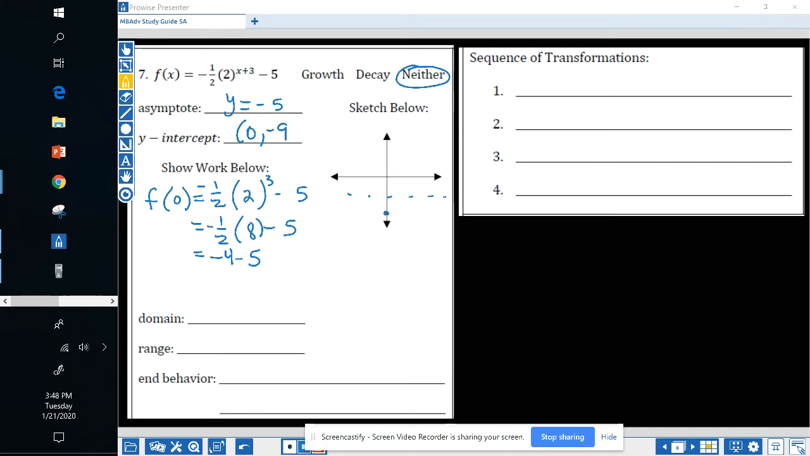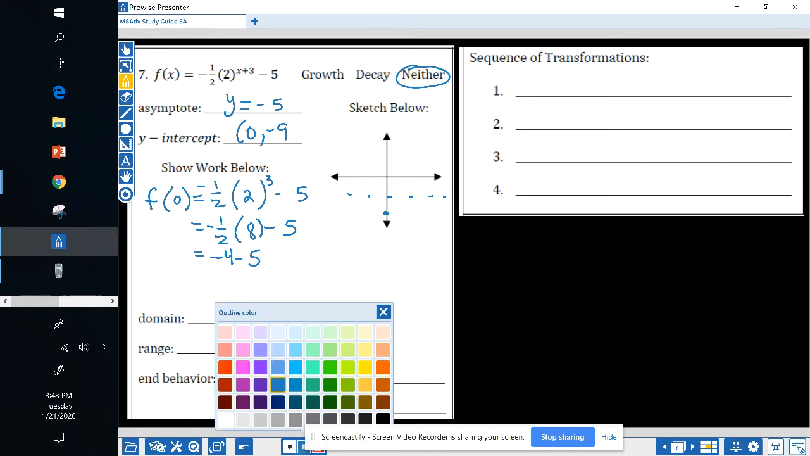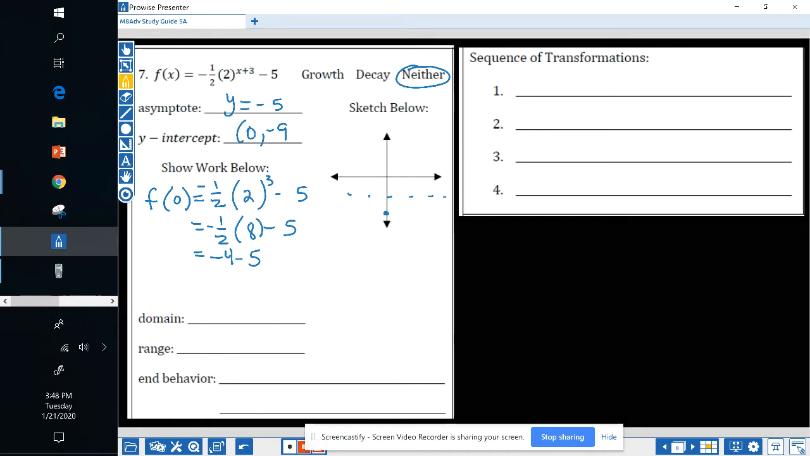So the way I do a quick sketch is I ignore the negative first of all. If this were +1/2 and a base of 2, it would be a growth that looks something like this. But it's being reflected, so it's going to look like that.